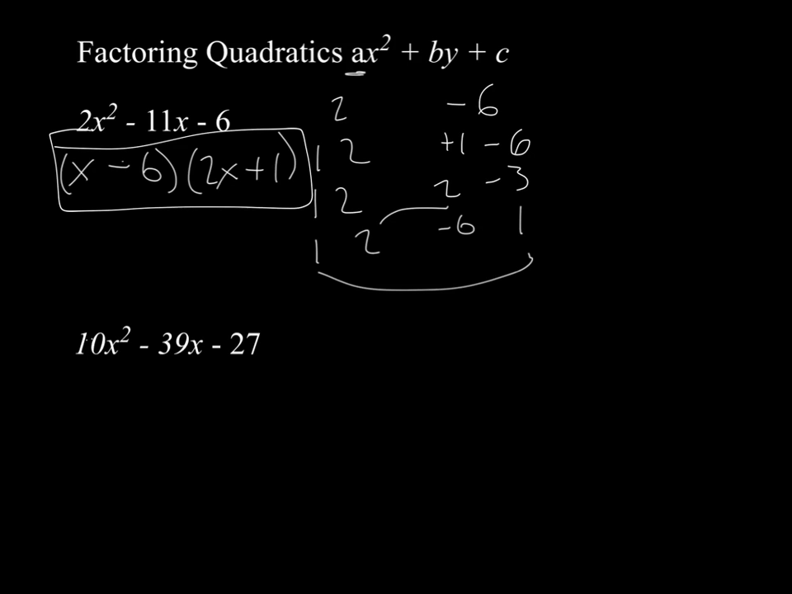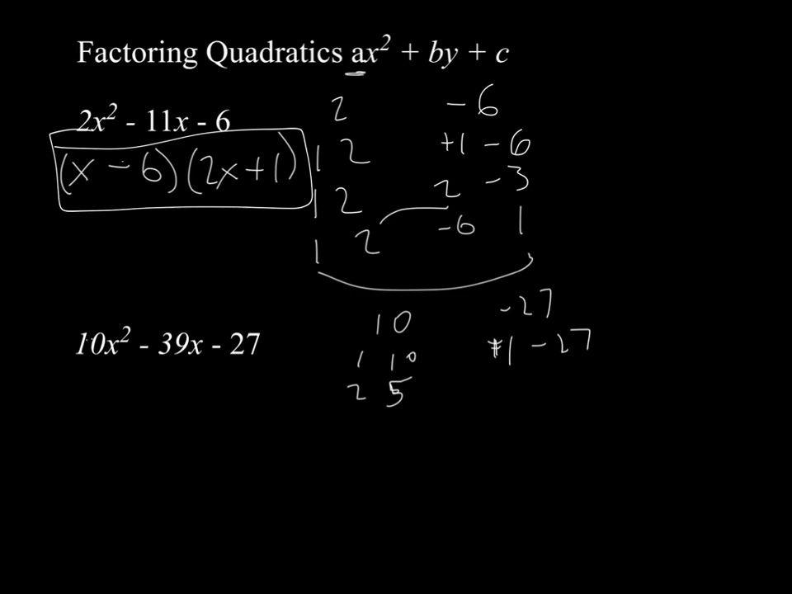Okay, so I need to start listing the factors of the A term there, 10, which is 1 and 10, 2 and 5, and that would be it for 10. For negative 27, I have negative 1 and 27. Well, chances are the smaller number is going to be positive. The large number is going to be negative, because we do have a negative over here. This negative in the middle kind of leads us to believe the larger one is going to be negative.